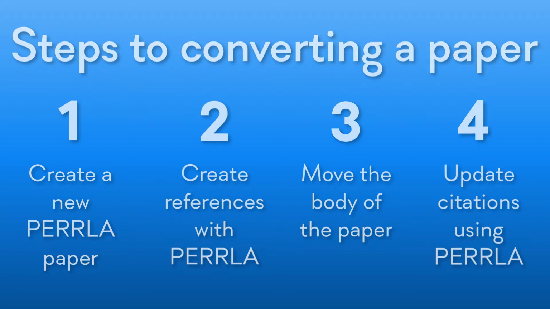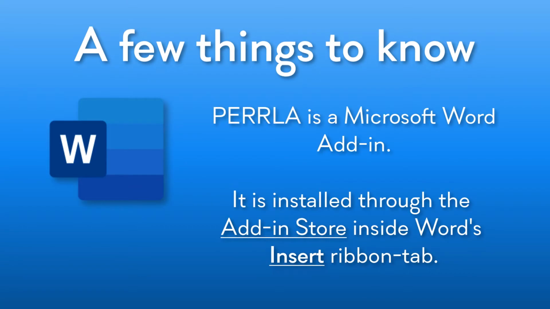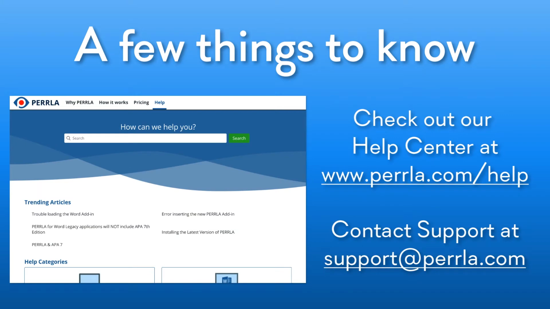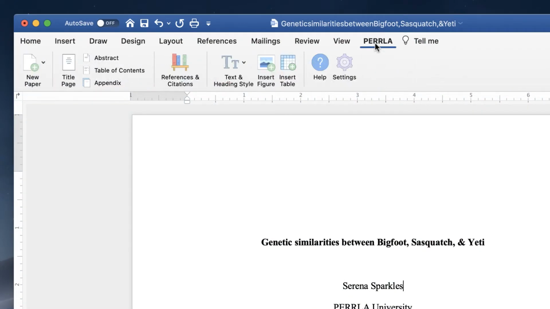Now, before we begin, there are a couple of things you need to know about how PERRLA works. First, PERRLA is a Microsoft add-in that you install through the add-in store inside of Microsoft Word. Here's a link for instructions on how to install the PERRLA add-in. Remember, if you run into trouble, we've got our Help Center available at perrla.com/help, and our customer support team is available every day until 10 p.m. Central. Once you've inserted the PERRLA add-in into Word, PERRLA will have its very own tab in the Microsoft Word ribbon. This is where you'll be able to find all of PERRLA's functionality.